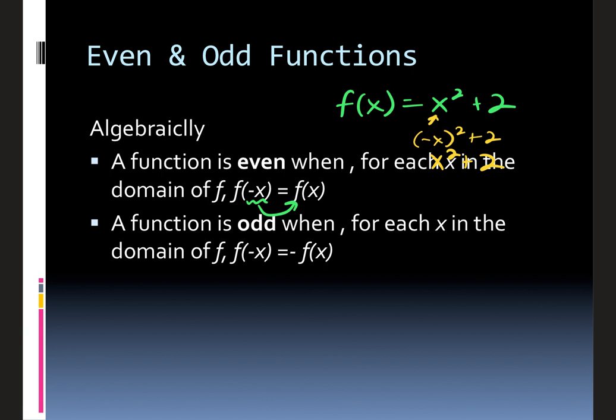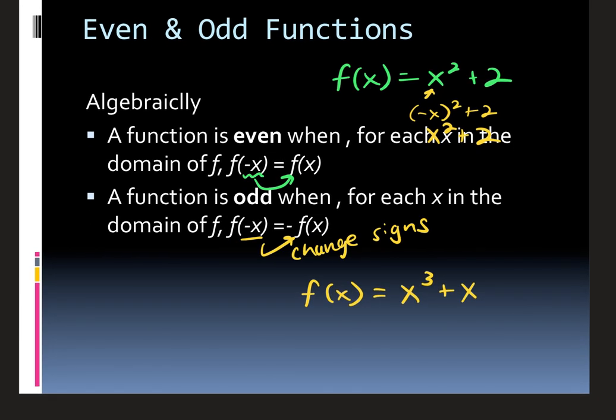An odd function would be symmetric to the origin, which means if I plug in a -x, it's going to change. This means change the signs. So if I had f of x equals x to the third plus x, for example, and I take a negative x and I plug it in, I end up with negative x to the third minus x. Both my signs have changed. That function would be odd. But if only one of the signs changes, then it's neither. Okay. Yep.